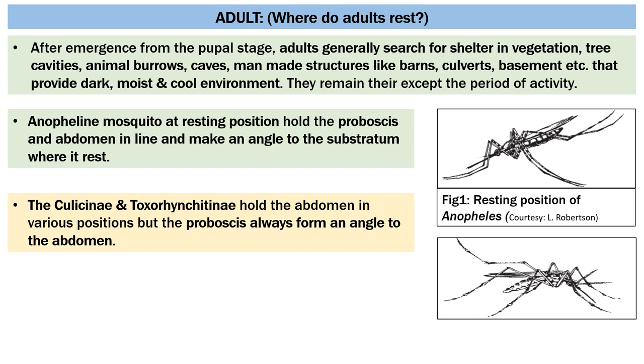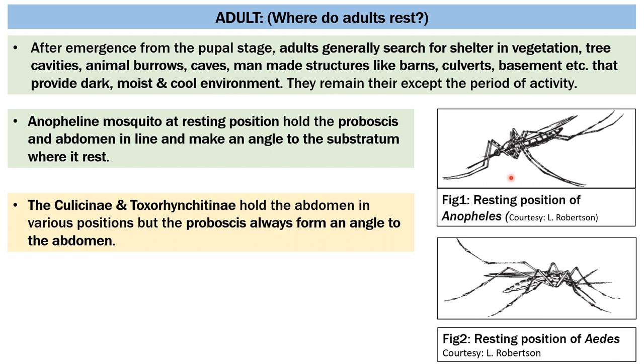Anopheles mosquitoes at resting position hold the proboscis and abdomen in line and make an angle to the substrate where they rest. In figure 1, you can see the resting position of Anopheles mosquitoes. Here, the proboscis, head, and abdomen form a straight line and it forms an angle with the substratum where it rests.